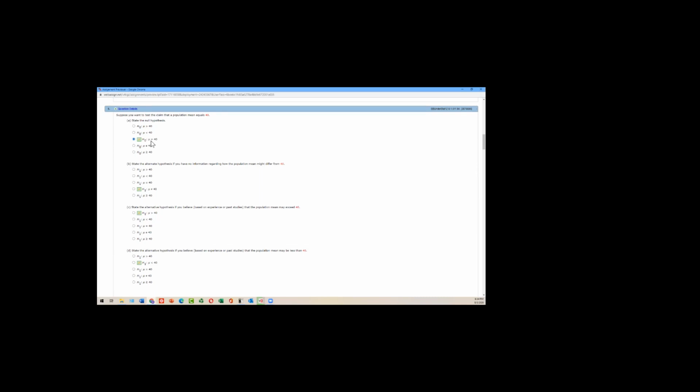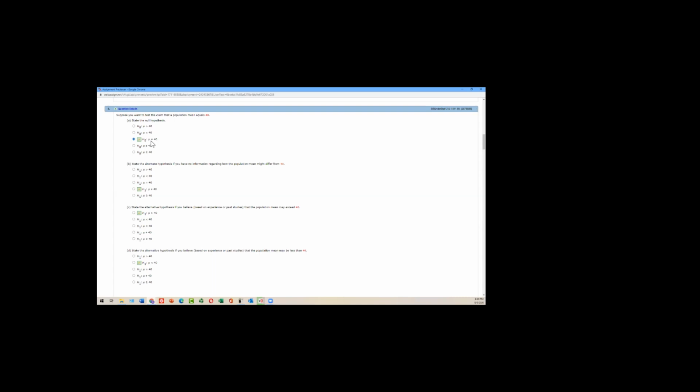H naught, let's kind of carve this in stone. The null hypothesis H naught is always going to be mu equals a number or P equals a number. It's not going to be anything else. It's never going to be less than or greater than. It's always equal. And the number that it's equal to depends on the story. So when you read the story, very often at the beginning, they tell you what it was like previously in the past. And that's the number you're going to use.